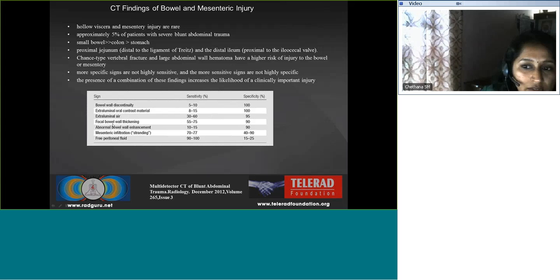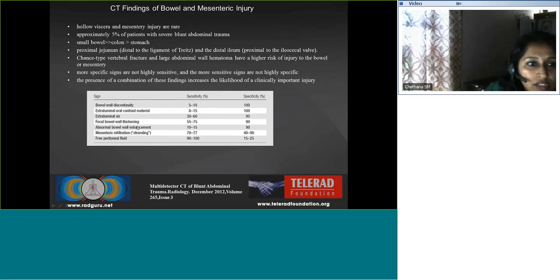Focal bowel wall thickening has increased sensitivity and specificity. Abnormal bowel wall enhancement, we do not see this regularly, so this has increased specificity. Mesenteric infiltration or stranding has both increased sensitivity and specificity. Free peritoneal fluid has more sensitivity when compared to specificity. So the idea of discussing sensitivity and specificity is that we should look for these findings when we are dealing with a case of trauma, especially bowel or mesenteric trauma.